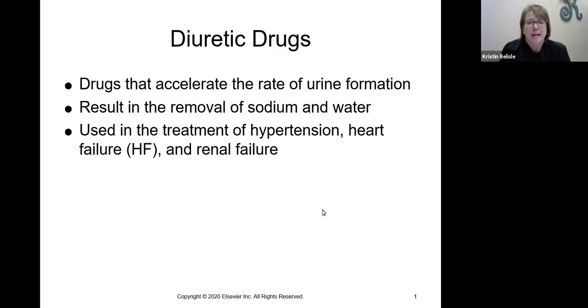So let's talk about diuretics. It's very important that we understand these because we give them a lot as nurses. Diuretics are going to accelerate the rate of urine formation. We're going to pull volume. We're going to diurese patients. We're going to remove sodium and water from our patients. By doing this, they're used to treat hypertension, heart failure, and renal failure, renal disease.